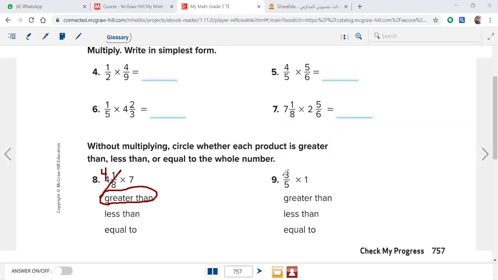But in number 9, 3 out of 5, if we round it, becomes what? Yes, it becomes 1, and this is still 1. So 3 out of 5 is closer to 1. 1 times 1 would be 1. So the answer will be equal to the whole number.